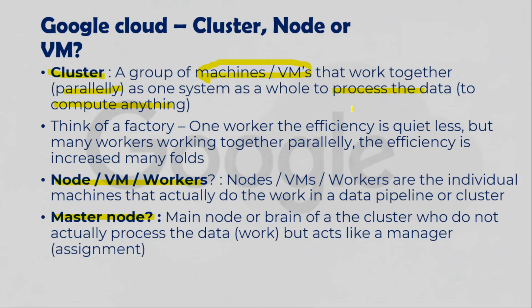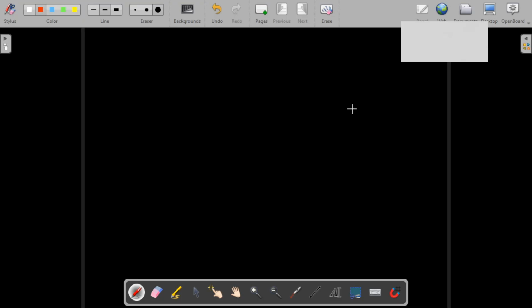So just think of a cluster as a factory. If the factory has only one worker, then the efficiency is definitely quite low, or it's almost zero, no efficiency at all. But if we have many workers who are working together, and more importantly if they are working parallelly, then the efficiency is definitely going to increase many folds. Make sense? So let's go to the blackboard and we'll draw a very basic diagram so that you will get a clear understanding of what the cluster is all about.